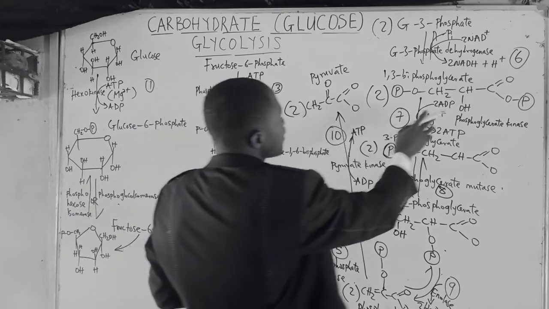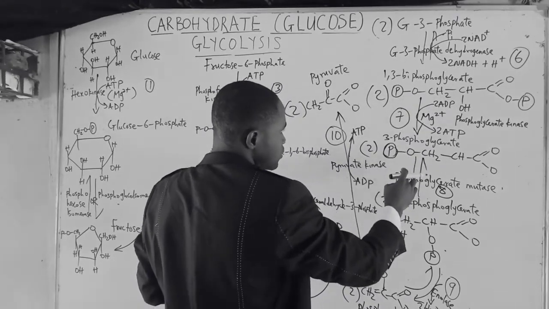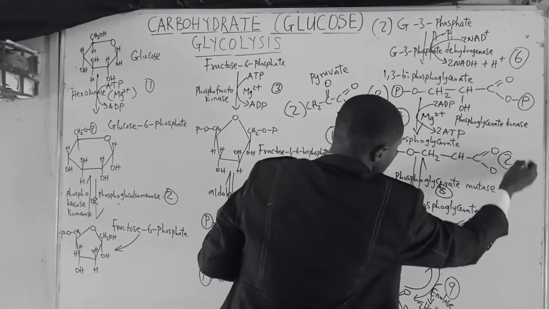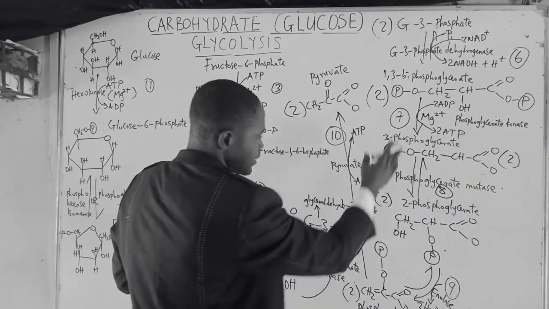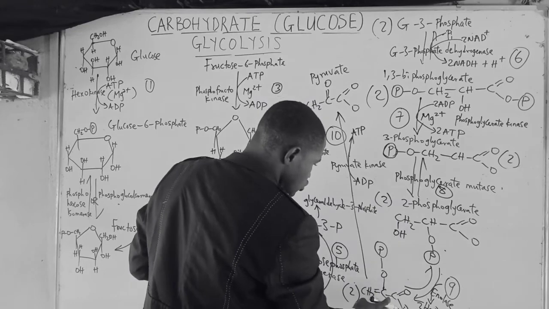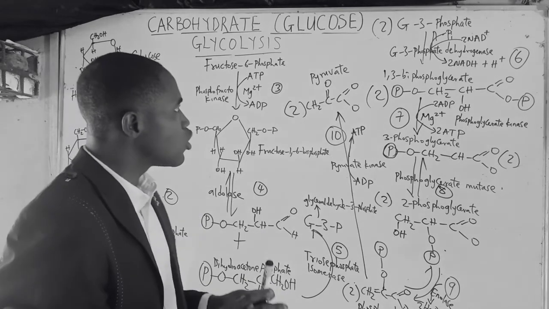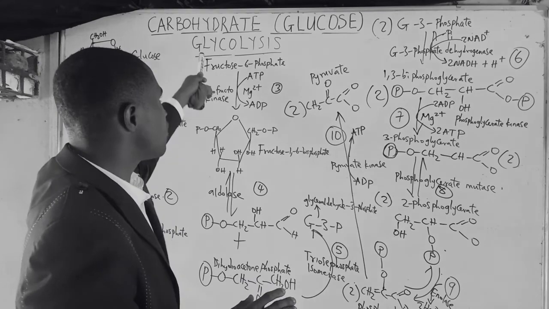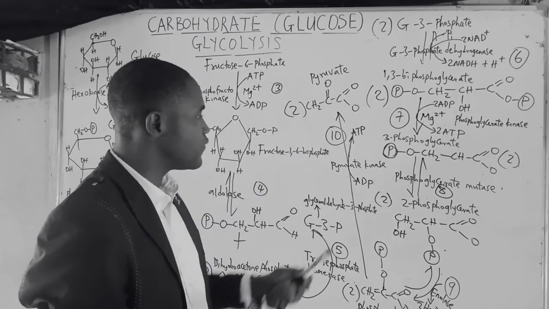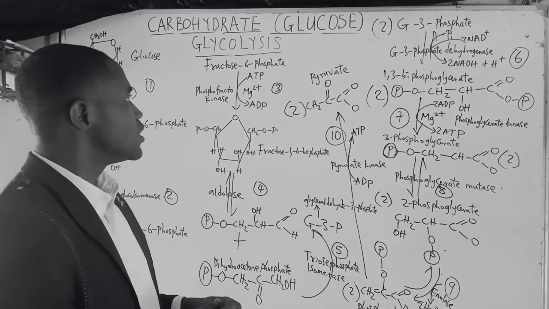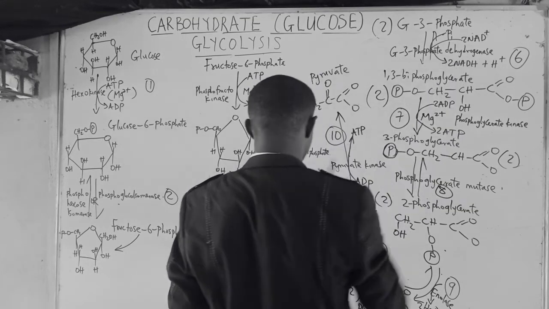Why are we having two molecules? Because from here, we have two of these, breaking down to two of these. So that tells us that when a glucose is fully broken down in the process of glycolysis, that is in the cell cytosol, it will produce two molecules of pyruvate. It also produces two molecules of reduced nicotinamide adenine dinucleotide.